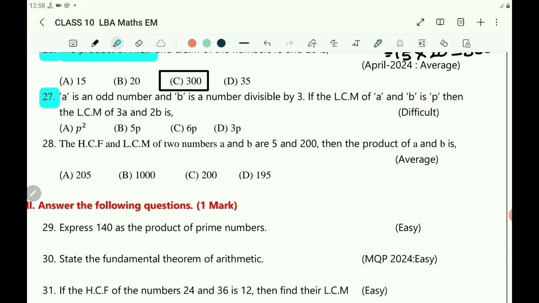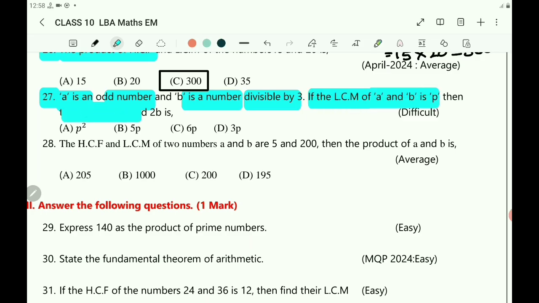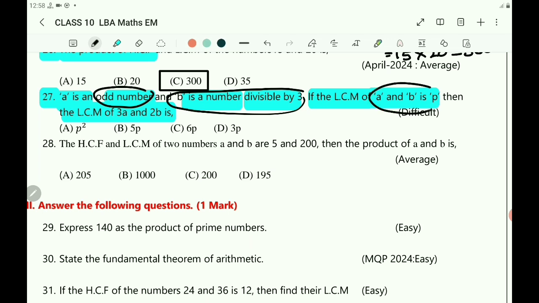question number 27. A is an odd number. B is a number divisible by 3. If the LCM of A and B is P, then the LCM of 3A and 2B. Here A and B are given in such a way that A is a prime number and B is a number which is divisible by 3, and LCM of A and B is given, that is P.